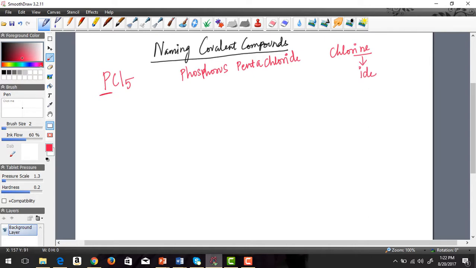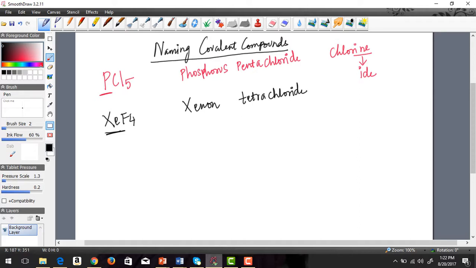Okay, let's get a different color. So again, if you have XeF4, there's xenon, there's only one of it, and it's the first element, so we don't need to make any changes. So xenon. There are 4 fluorines, and 4 is tetra, so xenon tetrafluoride.